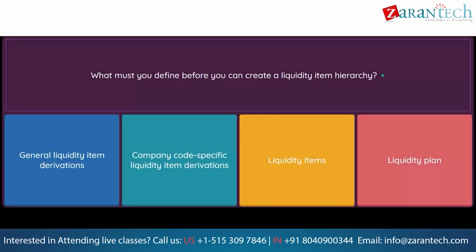Question: what must you define before you can create a liquidity item hierarchy? Option 1 General liquidity item derivations. Option 2 Company code specific liquidity item derivations. Option 3 Liquidity items. Option 4 Liquidity plan.